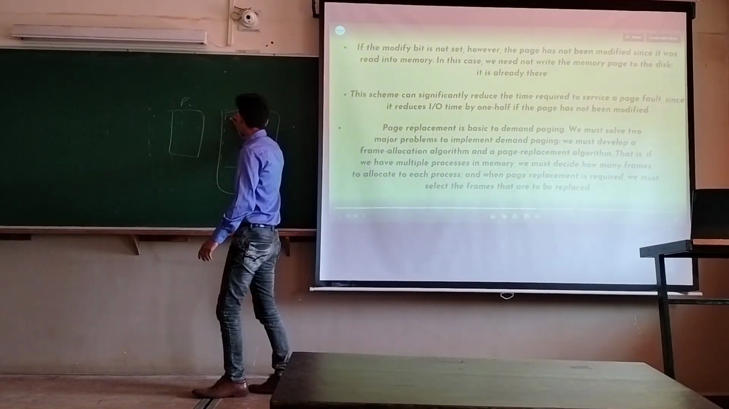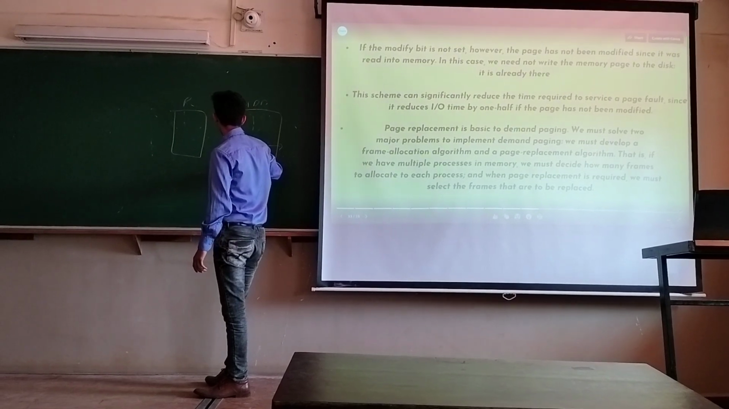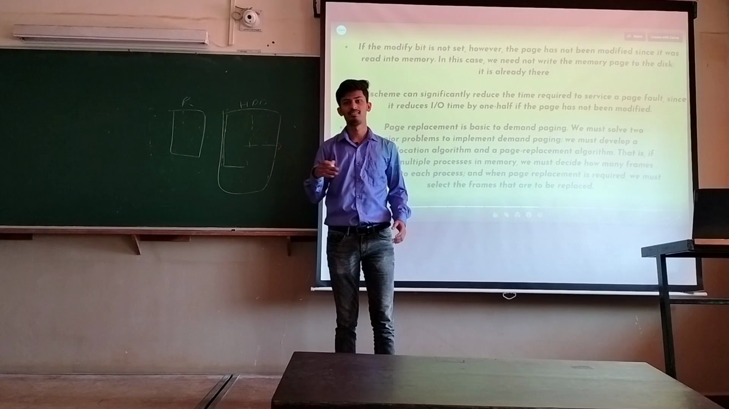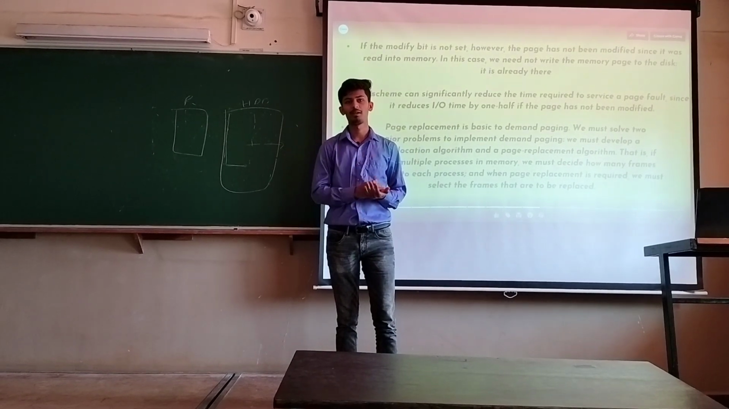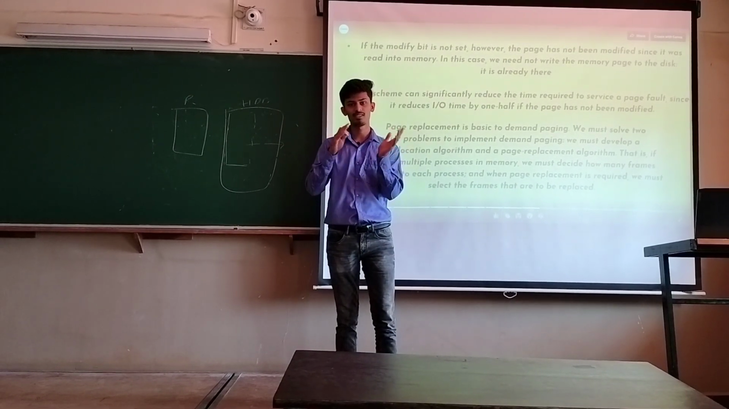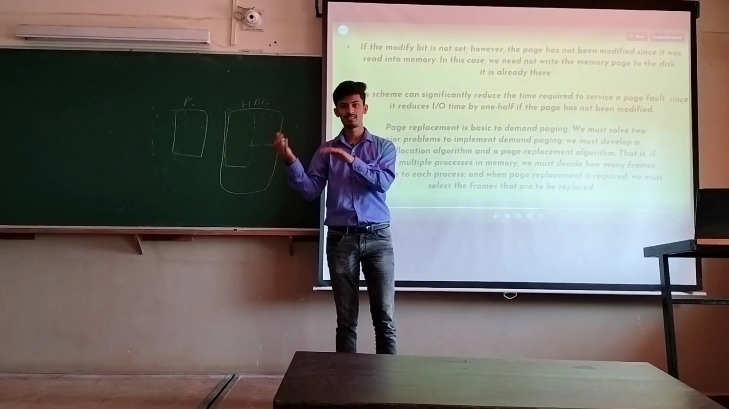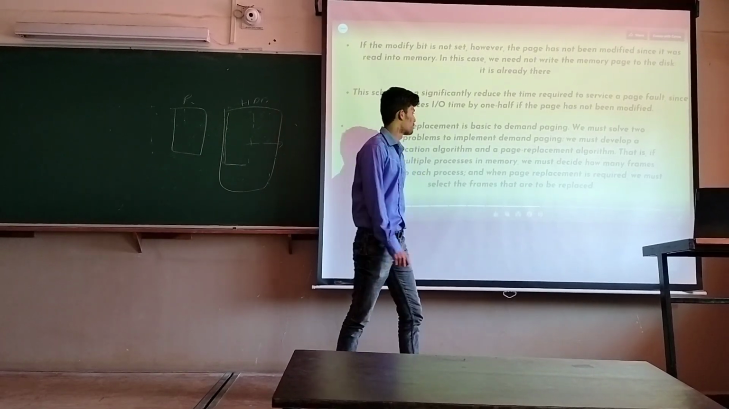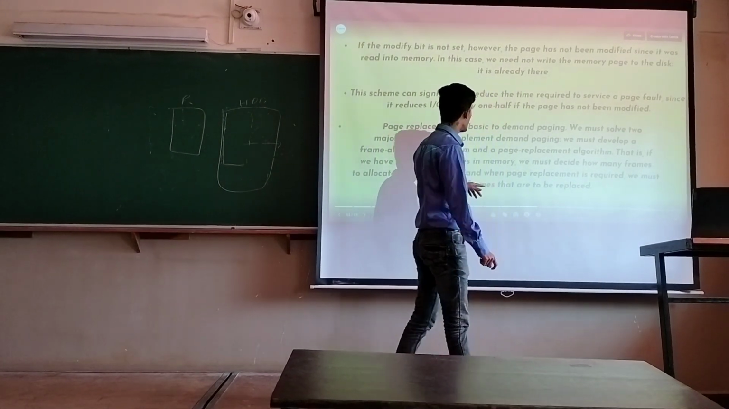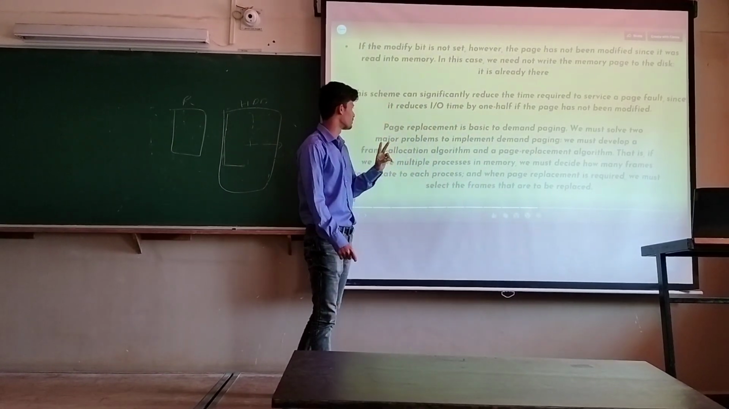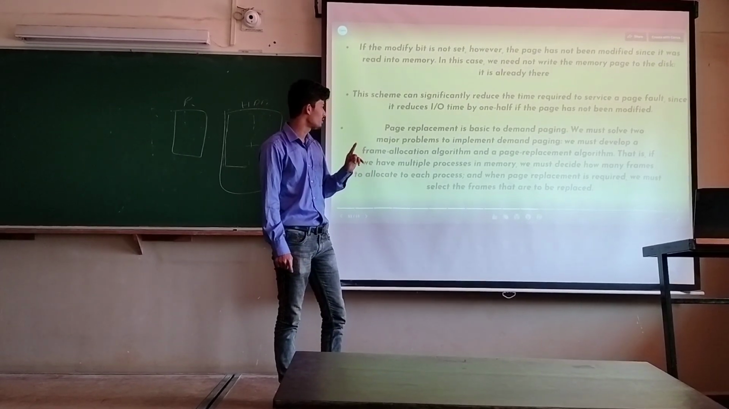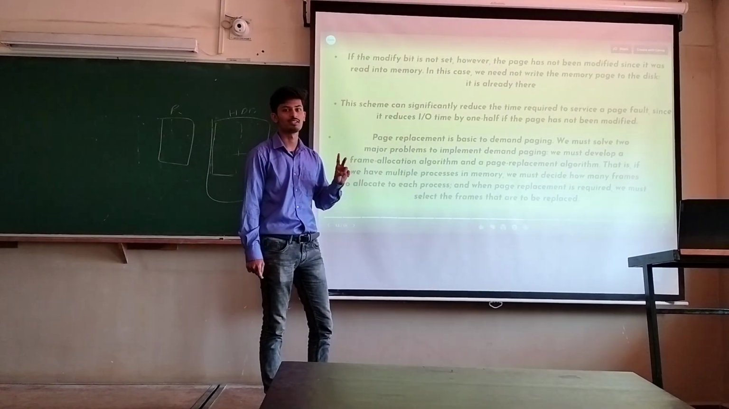Suppose the process contains many pages. Consider 100. What happens in demand paging is we consider the first 10, then afterwards the next 10, and so on until 100. To do demand paging, there are two main problems. One is we must develop a frame allocation, and the other is a page replacement algorithm.